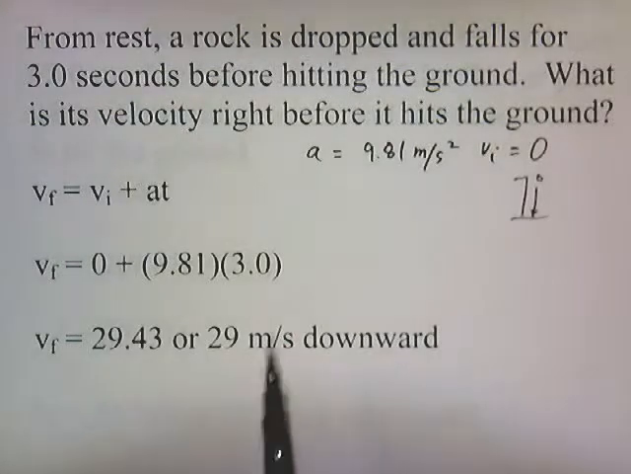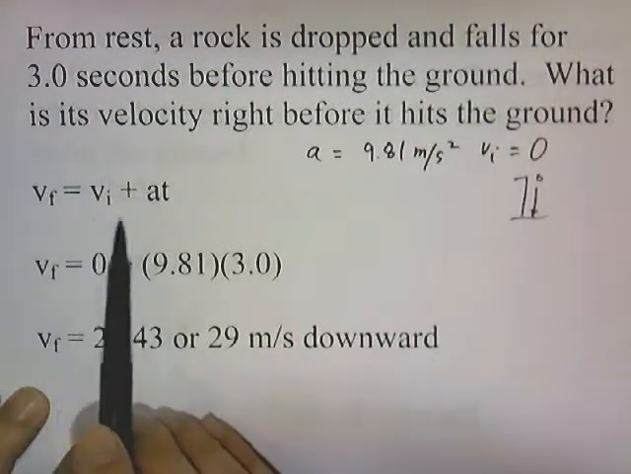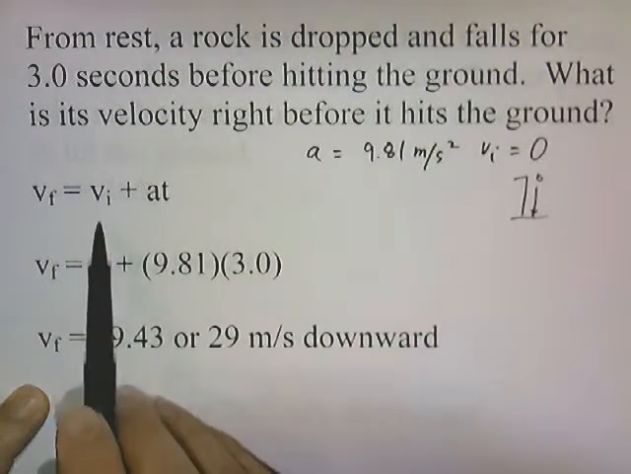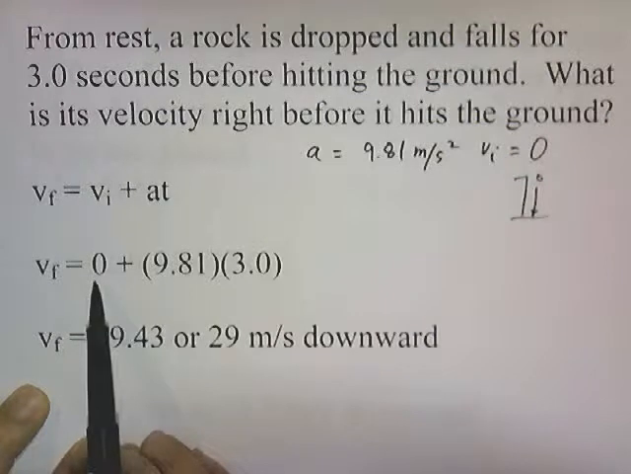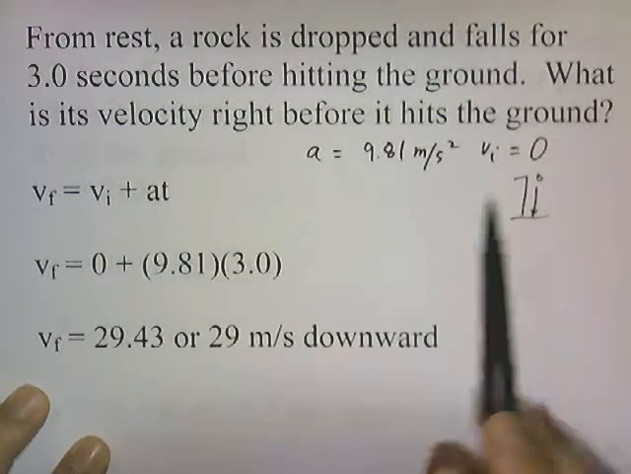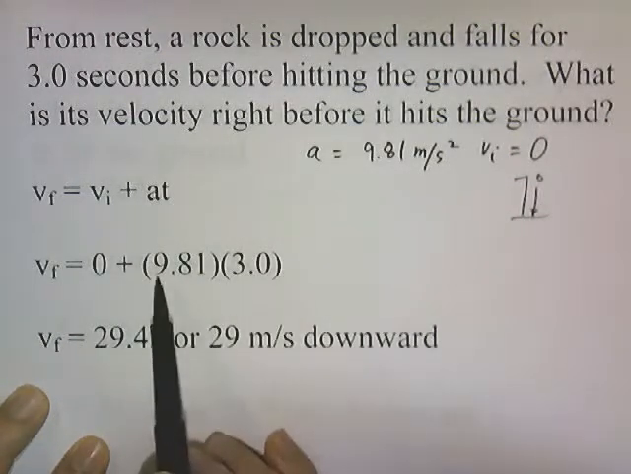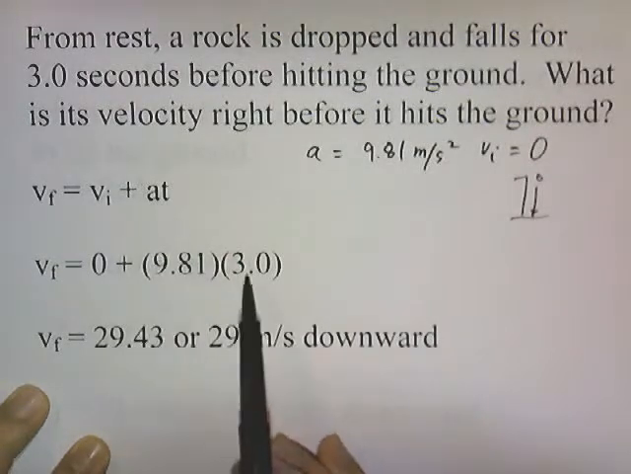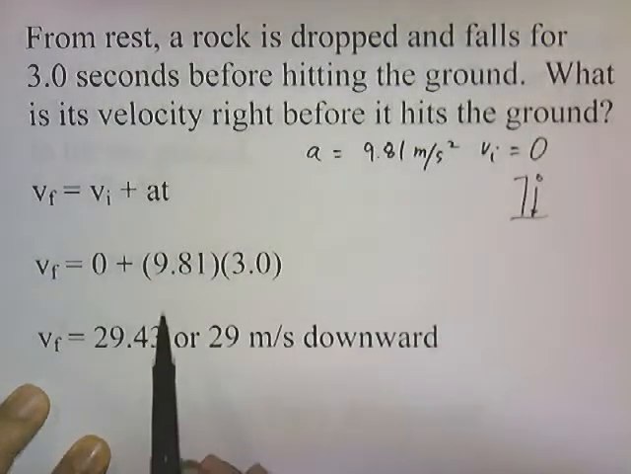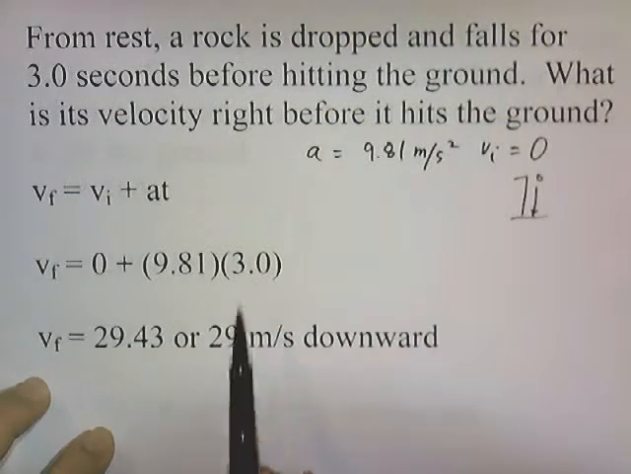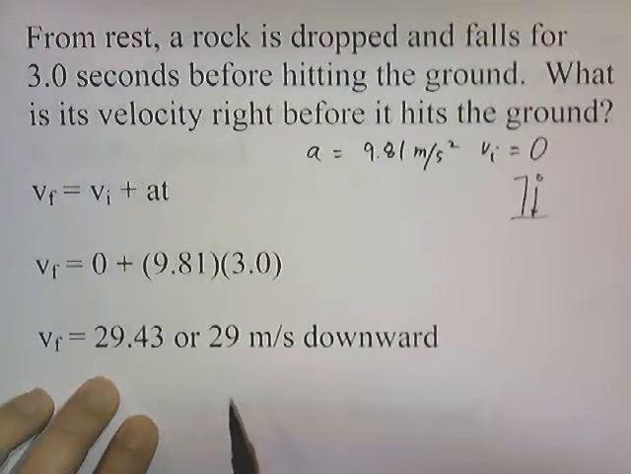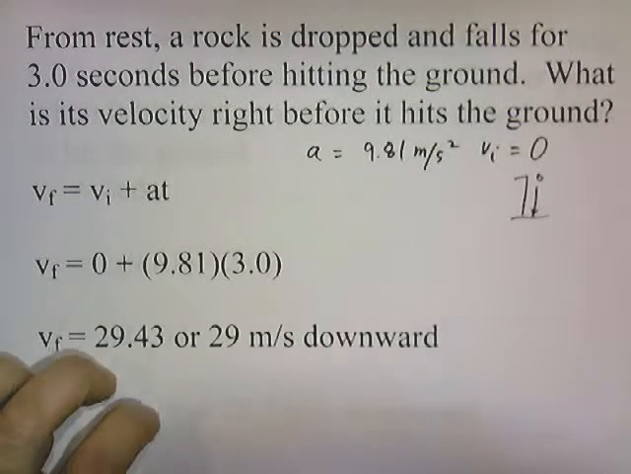All right, so the formula we'll use is VF equals VI plus AT. Final velocity is going to be equal to the initial velocity. Well, it starts from rest, so it's 0, plus A, the rate at which it speeds up as it falls, which is always going to be 9.81. And then it falls for a time period of 3 seconds. So 9.81 times 3 gives me 29.43, and rounded to 2 significant figures gives us 29 meters per second downward.